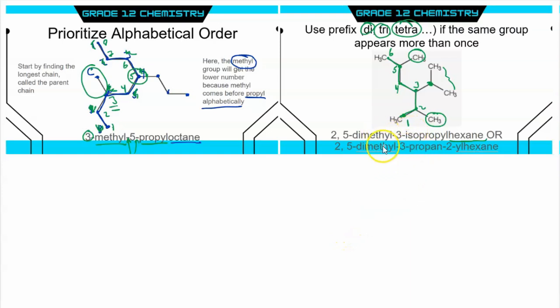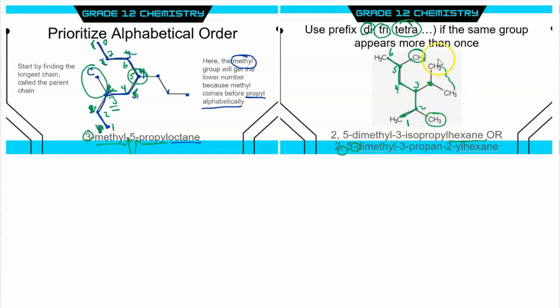And we've got a methyl group at 2 and at 5, so we're going to do 2, 5. Whenever there's a number separated by another number, use a comma. And then, like I said before, a number separated by a letter, use a dash. Now because we have 2 methyls, we're going to say dimethyl. So we have 2,5-dimethyl.